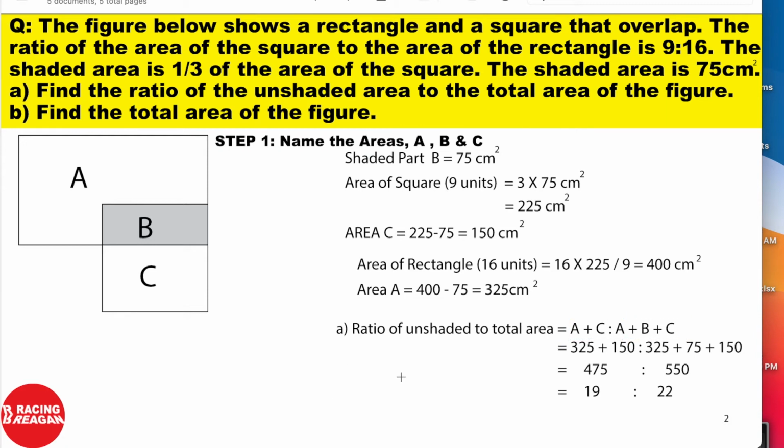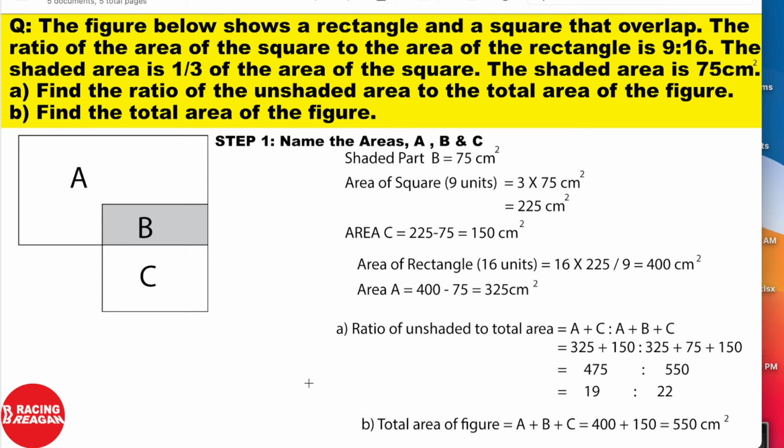If A plus C is to A plus B plus C, you take A plus C first, which will equal 475. Then you take 325 plus 75 plus 150, and you'll get 550. So now your ratio will equal 475 is to 550. But you want to simplify it to the simplest form. You have to divide both of them by 5, 2 times, to find the simplest form. You get 19:22. So that's your answer for A.